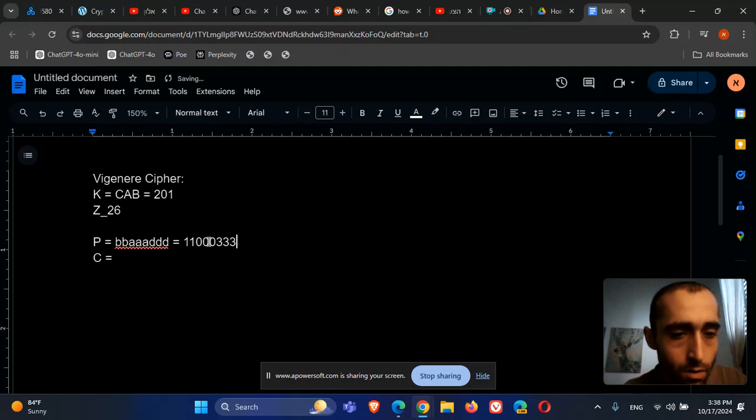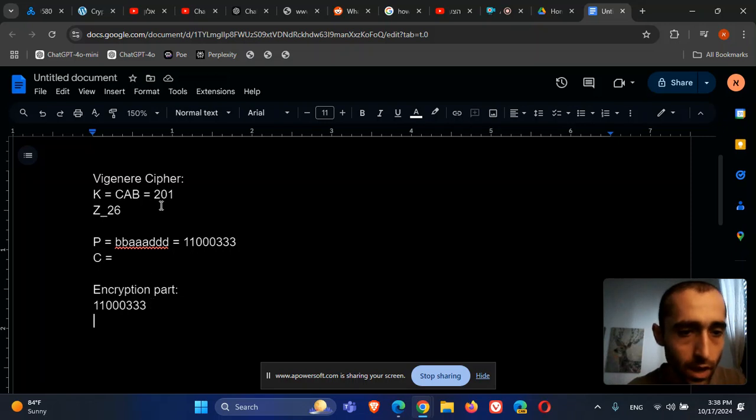Right. So what I do to get the ciphertext is like this. I take 1 1 0 0 0 3 3 3, and then I add to it. This is the encryption part, so let's call it the encryption part. I add to it the key. So let's add to it 2 0 4 1.